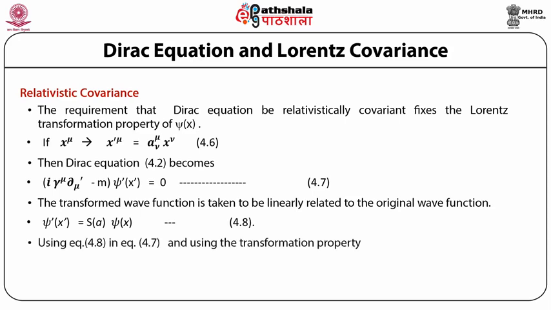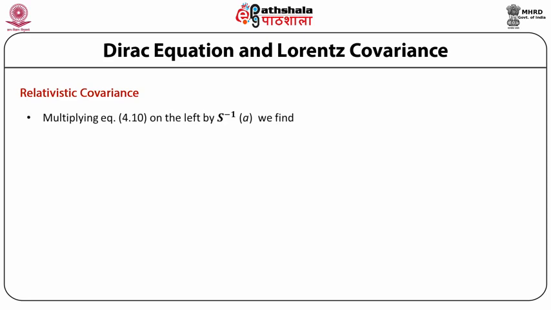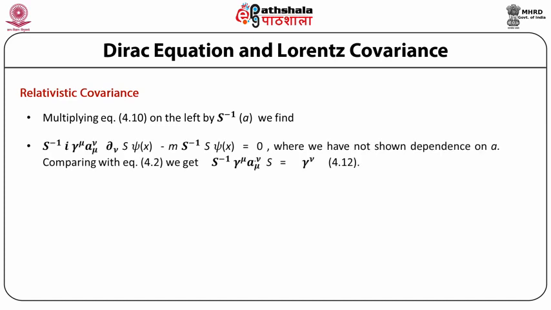Using equations 4.8 and 4.7 and using the transformation property d mu prime is equal to A nu mu d nu, we get the equation i gamma mu A mu nu d nu S(A) psi(x) minus m S(A) psi(x) is equal to 0. Multiplying this equation on the left by S inverse, we find that S inverse i gamma mu A mu nu d nu S psi(x) minus m S inverse S psi(x) is equal to 0, where we have not shown the dependence of S on A.